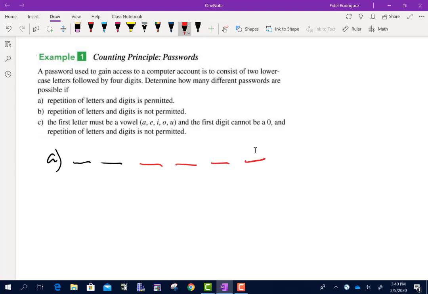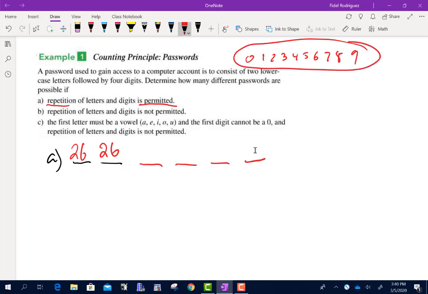2, 3, 4. Okay, so we can repeat the same letter. We can repeat the same number because it says repetition is permitted. Okay, so guys, English alphabet, there are 26 letters. So we can still repeat them. So it's not like if we use the letter C, we cannot use the letter C again. We could. So we'd still have 26 letters. Digits. The digits are 0, 1, 2, 3, 4, 5, 6, 7, 8, and 9. There's a total of 10 digits. Okay? And we can keep repeating them.